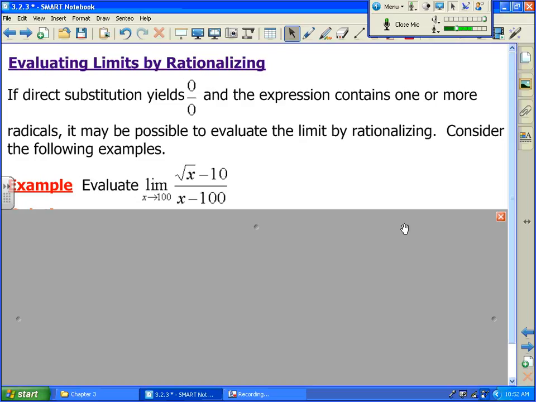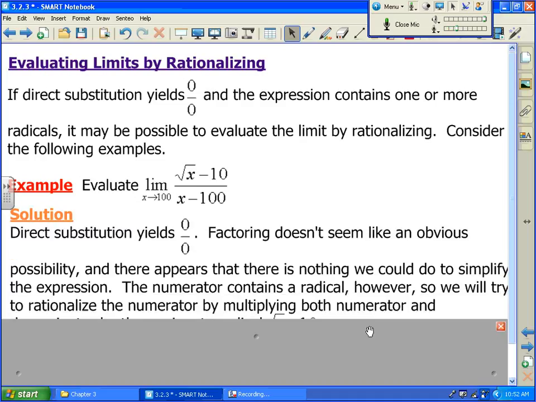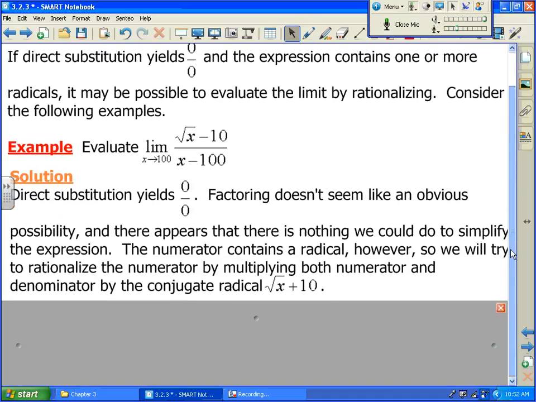So, here's our example. As x approaches 100, of root x minus 10 all over x minus 100. Direct substitution, if you just quickly take a peek at it, you're going to end up getting 0 over 0. Here, our radicals are in our numerator. We can still rationalize. We just rationalize the numerator. Done the same way using the conjugate.